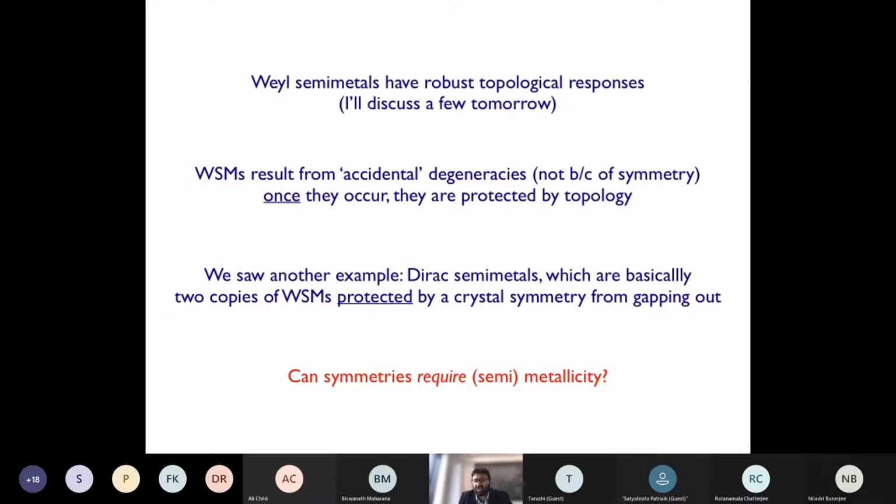Niladri, are there any questions in the chat? Because I don't see any questions here. If anyone has any questions, either you can raise your hand or put it in the chat. Because I'm going to stop talking about Weyl semimetals for today. I'll come back to it tomorrow. So if you have questions on Weyl semimetals, it's probably good to get those out of the way.